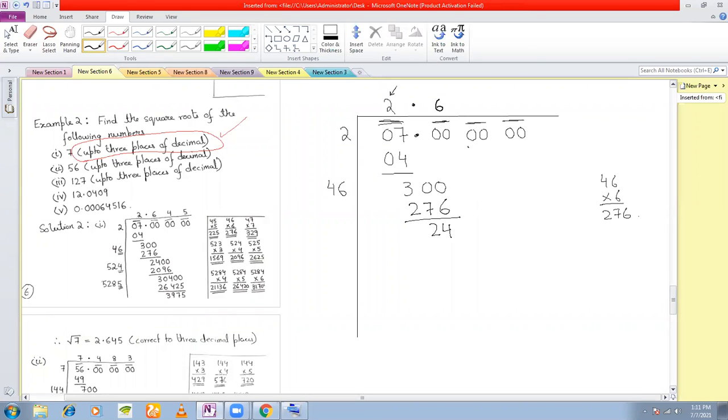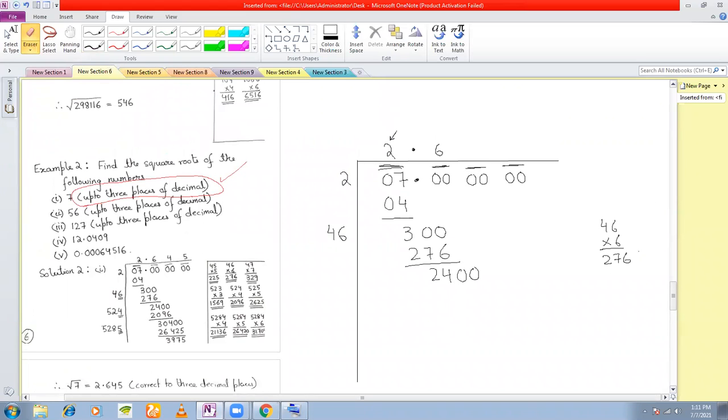Okay. Now what you do is, this pair you bring down, right? Now you see a 2.6 here. Ignore the decimal. If you ignore the decimal, what does this number become? 26, right? Isn't it? You ignore the decimal.